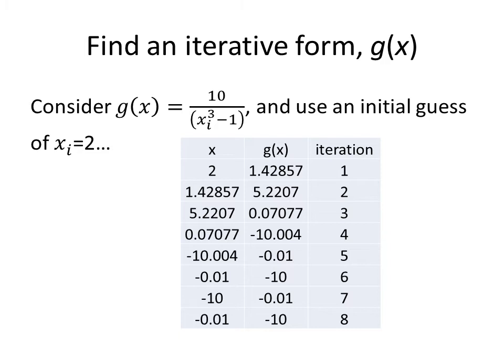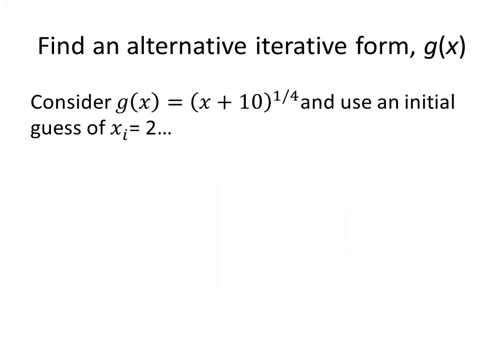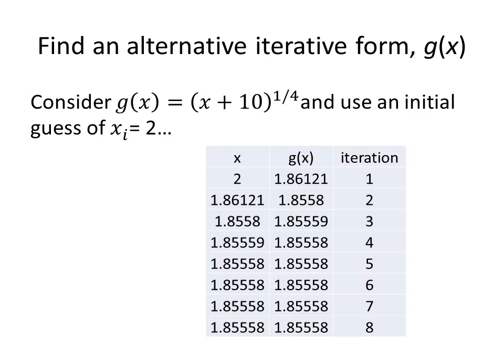But I could have rearranged the expression so that I had a different formulation of g of x, and it might work in different reformulations. In fact, if I had rearranged to the formulation x equals g of x equals the quantity x plus 10 raised to the 1/4, then I repeat this initial guess of x equals 2 with this formulation. After one iteration, I'm really close to my root.